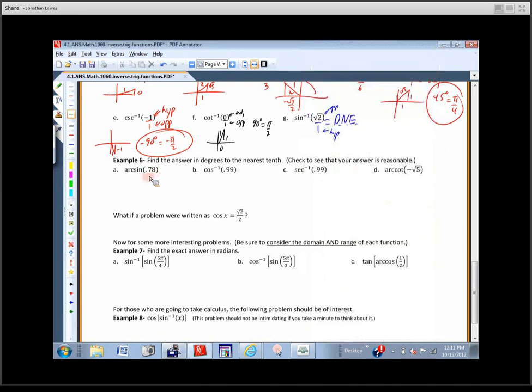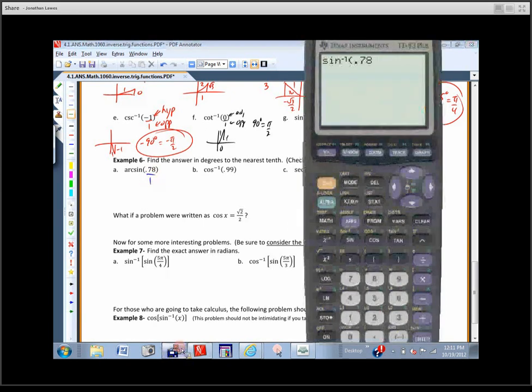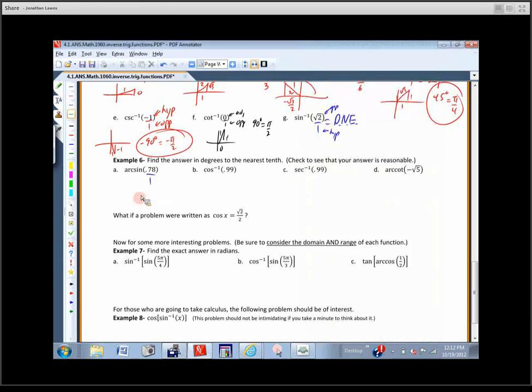If I were to put this over 1, that means the opposite side is pretty big. We're expecting an angle that's pretty close to 90, right? So let's see what this spits out. At least it's bigger than 45. Closer to 90 than it is to 0. Okay, so our answer here is 51 point, and it says to the nearest tenth, so 51.3 degrees.